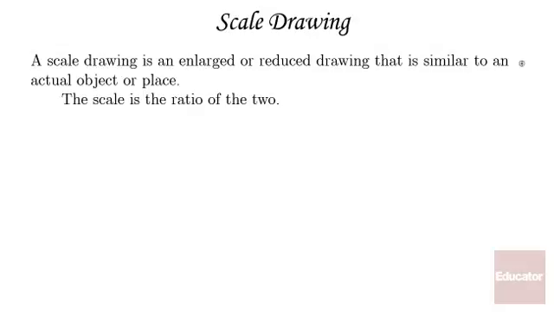Now we just went over similar figures, right? So it's the same concept where you're going to compare something huge and something small, or vice versa, something small with something big. So again, these two things are going to be similar, meaning they're going to have the same shape but just different size. And the scale is the ratio of the two, okay?